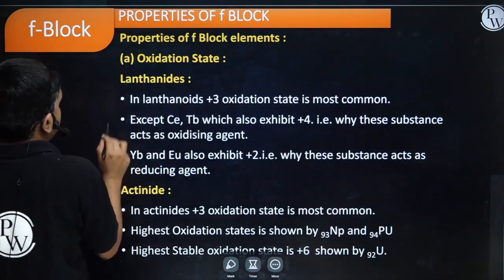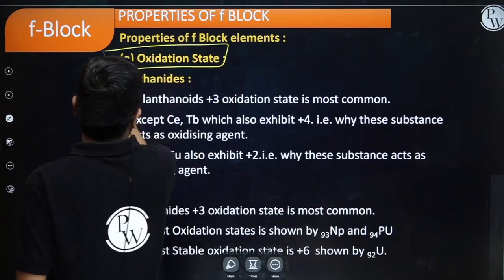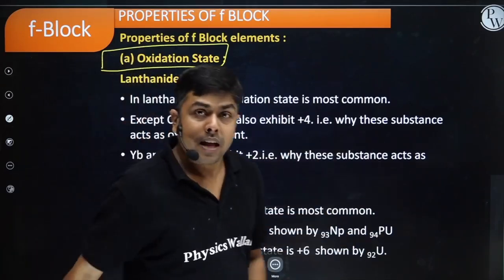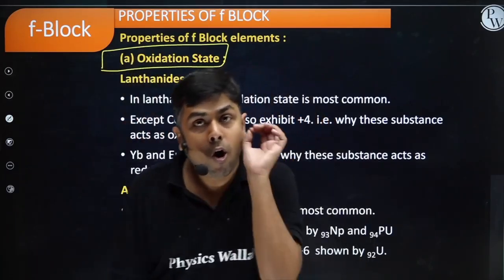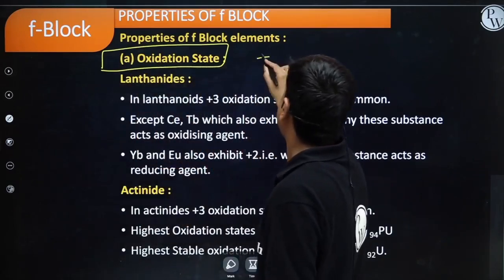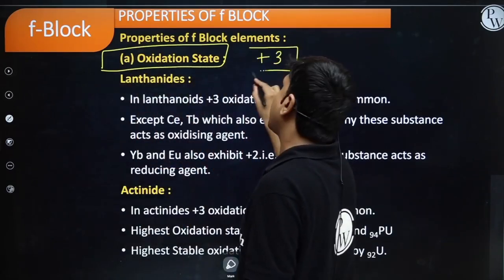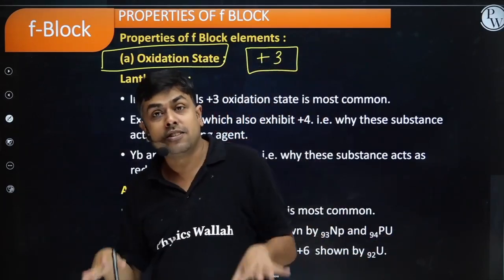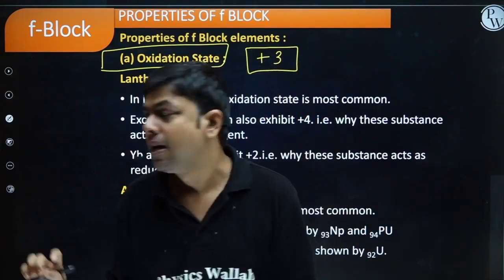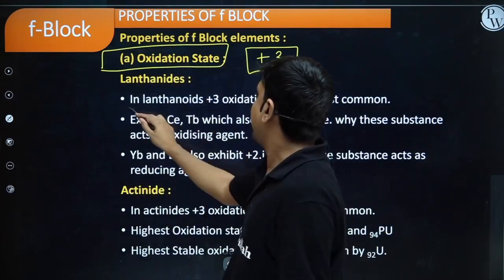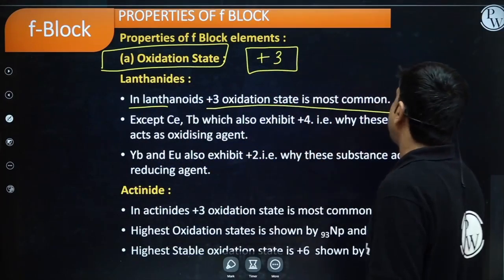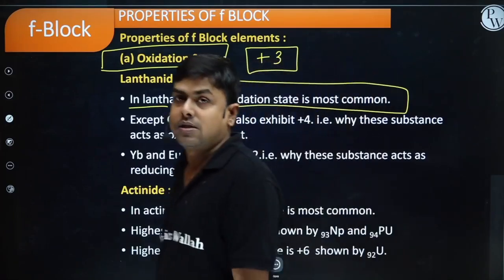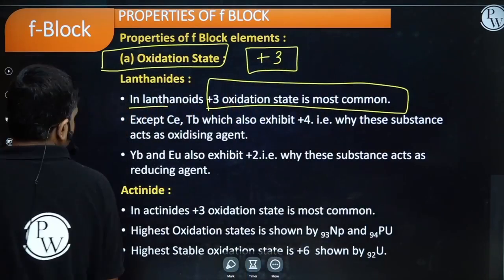Oxidation state, this one is the most important one. Most of the F block elements show an oxidation state of +3. All the lanthanides except a few. In general, the most stable oxidation state of lanthanide elements is +3. In lanthanides, the +3 oxidation state is the most common and the most stable one. Am I clear, students?